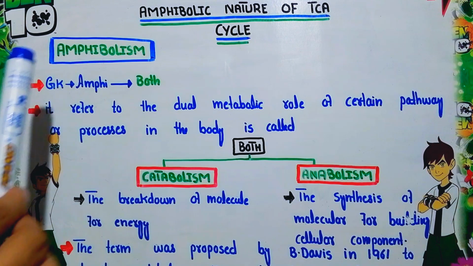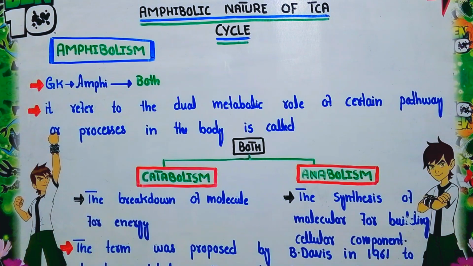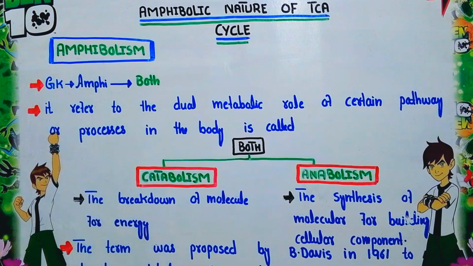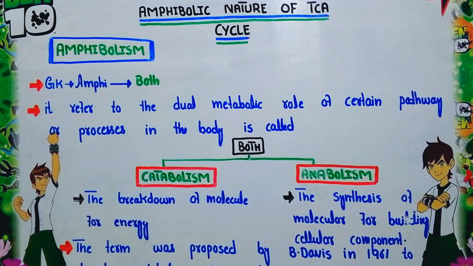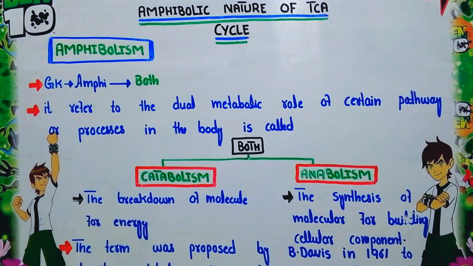Now you can see here, this is amphibolism. The term amphibolism is derived from a Greek word, amphi, which means both. So what does both mean? Any metabolic pathway or process in our body in which both the breakdown of a molecule and the synthesis of a molecule occur is called an amphibolic pathway.